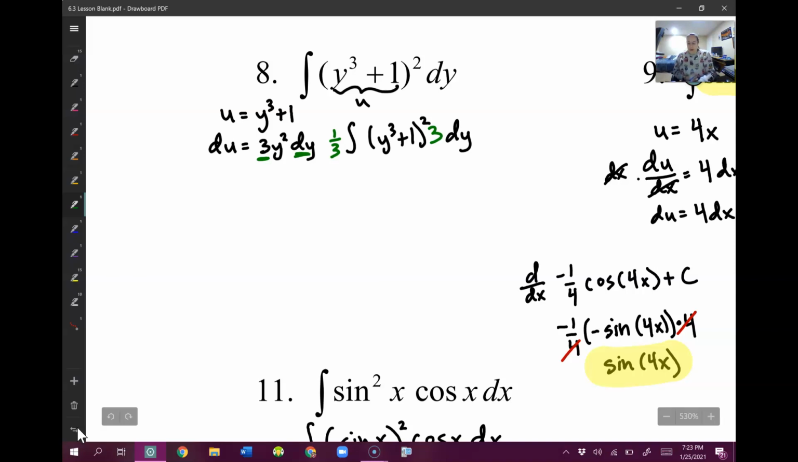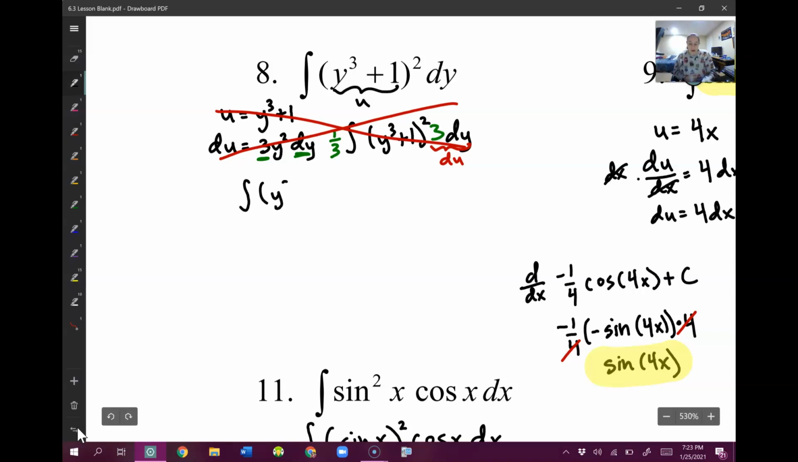However, I cannot add a y squared and a 1 over y squared. I can't add letters to the outside. I can only add numbers on the outside of the integral. So adding that y squared in so that our du matches isn't gonna work. So the trick to this one is it's not actually a u substitution problem. U substitution doesn't work on this problem.